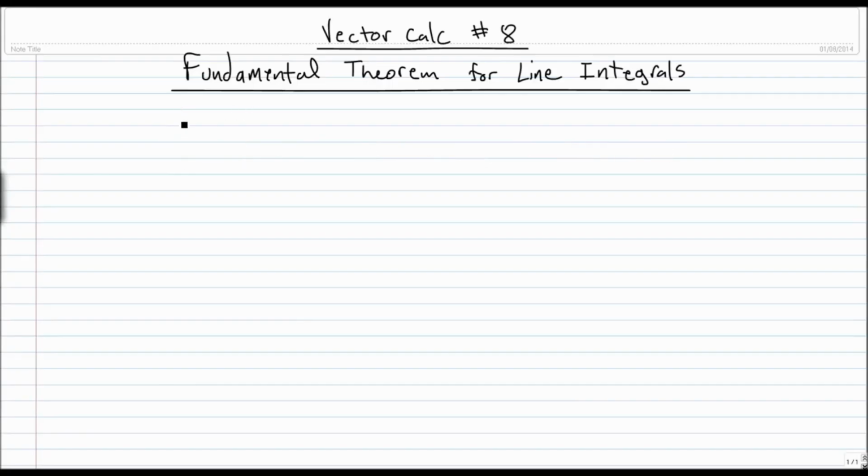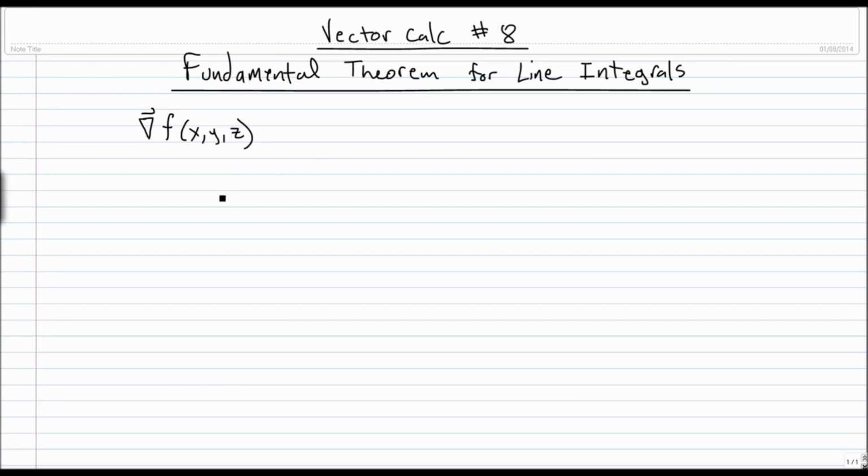Let's say that I have some function f, and it's a function of x, y, and z. If I find the gradient of this function, the x, y, and z components are all going to be functions of x and y, because f is a function of x and y. So the gradient of f is going to be a vector field.